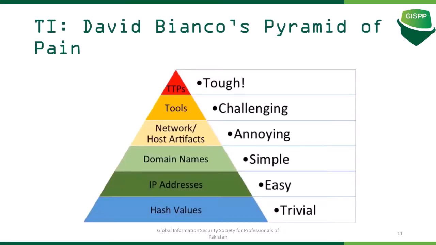This is David Bianco's Pyramid of Pain. The whole purpose of showing it to you here is that whenever an APT group is attacking you, their TTPs are the most important asset they have, because whenever an APT group attacks an organization, they usually do not change their TTPs very often.